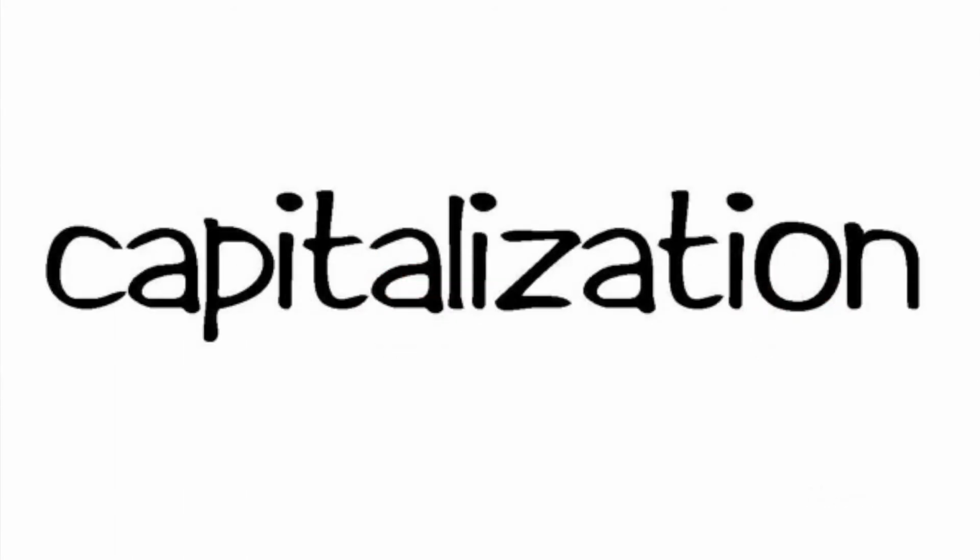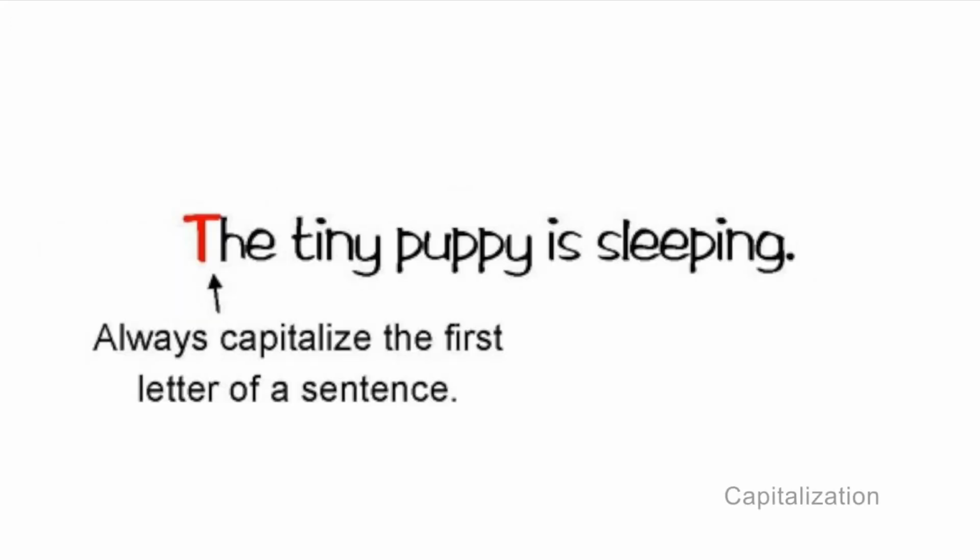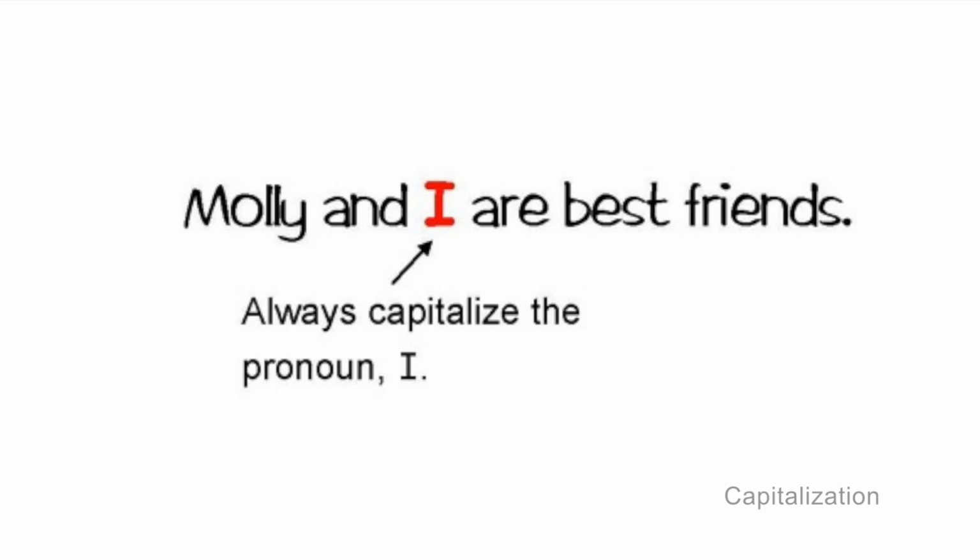Here we have capitalization. The first rule of capitalization is always capitalize the first letter of a sentence. Here, T is capitalized since it's the first letter. The next capitalization rule is always capitalize the pronoun I. Here, where it says Molly and I, we have capitalized the I in this sentence.